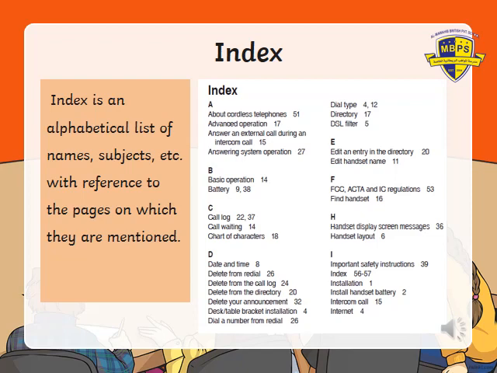First one, they're showing cordless telephones. This term is on page number 51. And if I want to know where the word handset display screen messages is, I will check under H, and the page number is 36, so I can find this term on page number 36. So whatever you want to know about, or any kind of term you want to know, you can see in the index on which page you can find this topic. Okay, did you understand this?